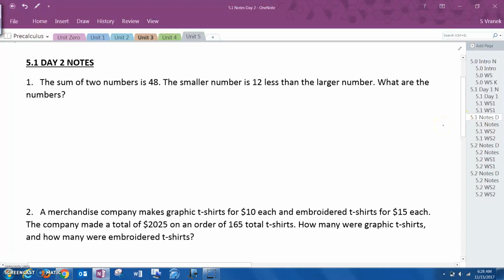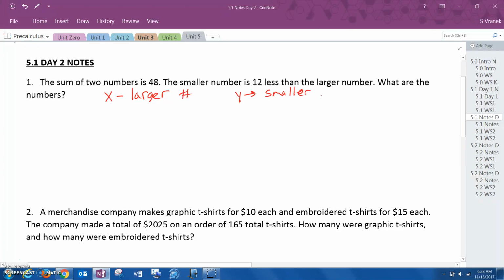The sum of two numbers is 48. The smaller number is 12 less than the larger number. What are these numbers? So the first thing you should always do is identify your variables. So I'm going to say that x is my larger number and y is my smaller number. Very, very critical to identify and know what your variables are, what you're looking for.